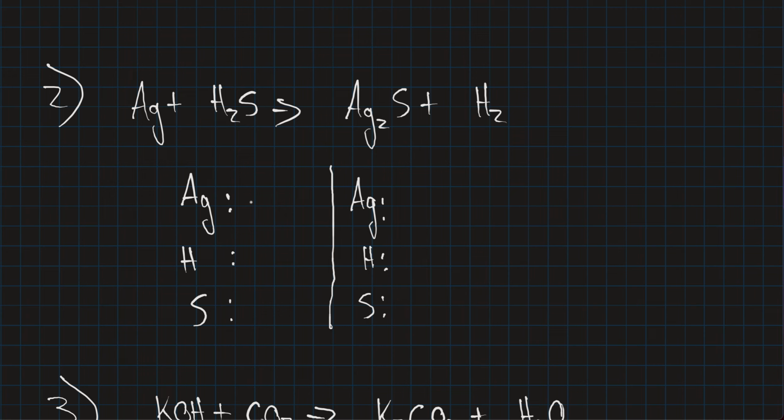Now we need to find out how many of each element we have. We have 1 of silver, 2 of hydrogen, and 1 of sulfur. On the right-hand side, we have 2 of silver, 2 of hydrogen, and 1 of sulfur. So we know that the two hydrogens are balanced, and the sulfurs are balanced. However, the silvers are not balanced. Once again, the easiest way to do so is by adding coefficients. That's how we do it in balancing.